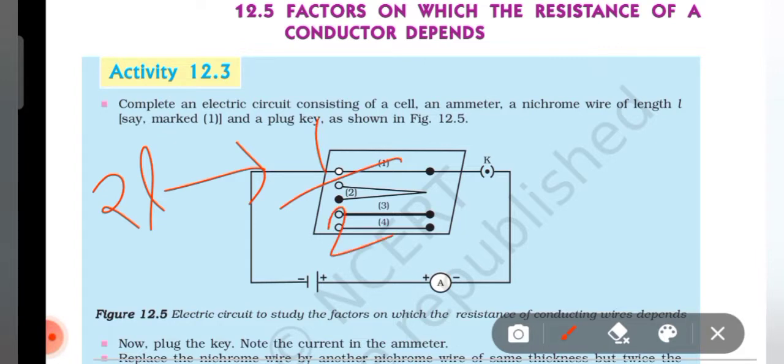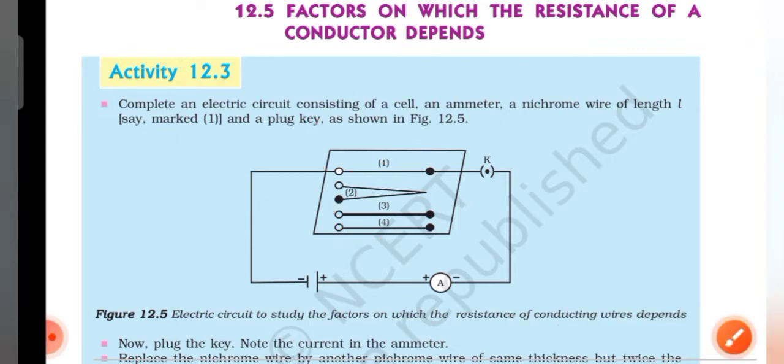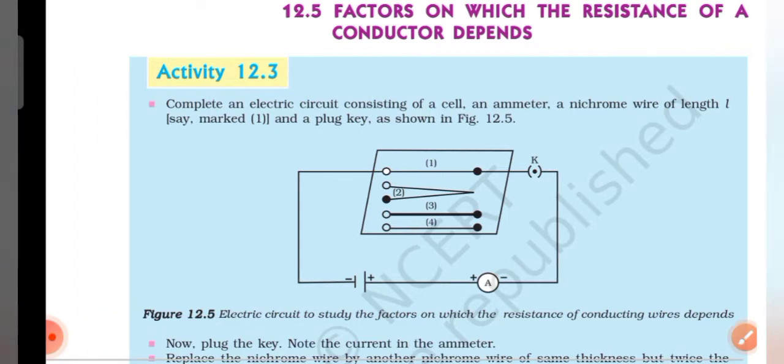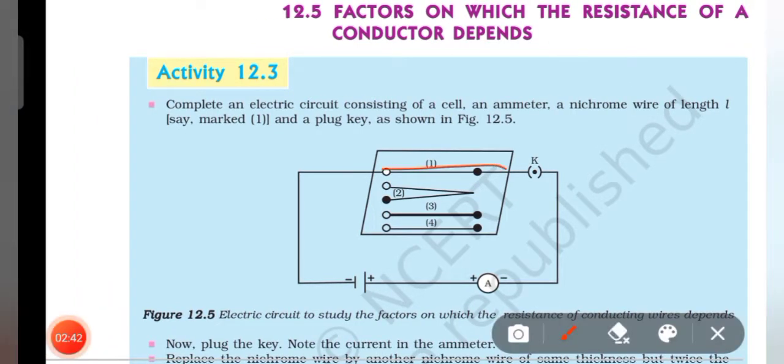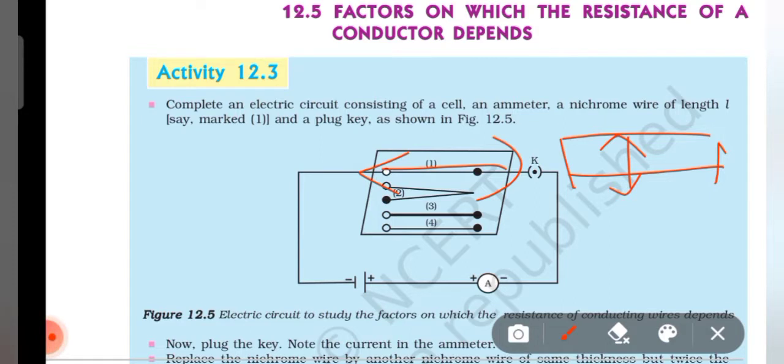The ammeter reading increases when a thicker wire of the same length and material is used. So you can notice the changes in the ammeter reading. Therefore we can conclude that the resistance of a conductor depends on its length, on its area of cross section, meaning the thickness, and on the nature of its material, whether it is a nichrome wire or a copper wire.